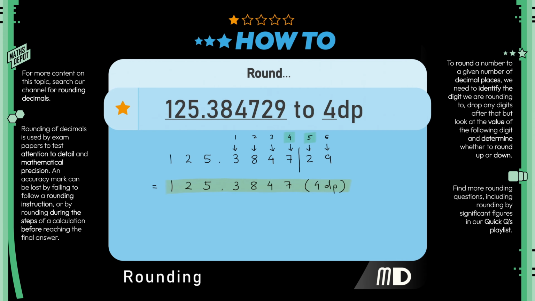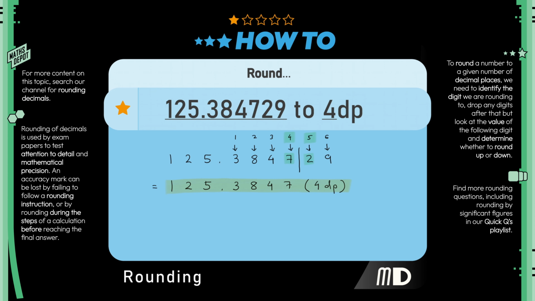To round to 4 decimal places, we need to keep everything up to and including the 4th decimal place, which is 7. And the 5th digit is a 2, which is below 5. So the 7 stays the same, giving us the rounded decimal 125.3847 to 4 decimal places.